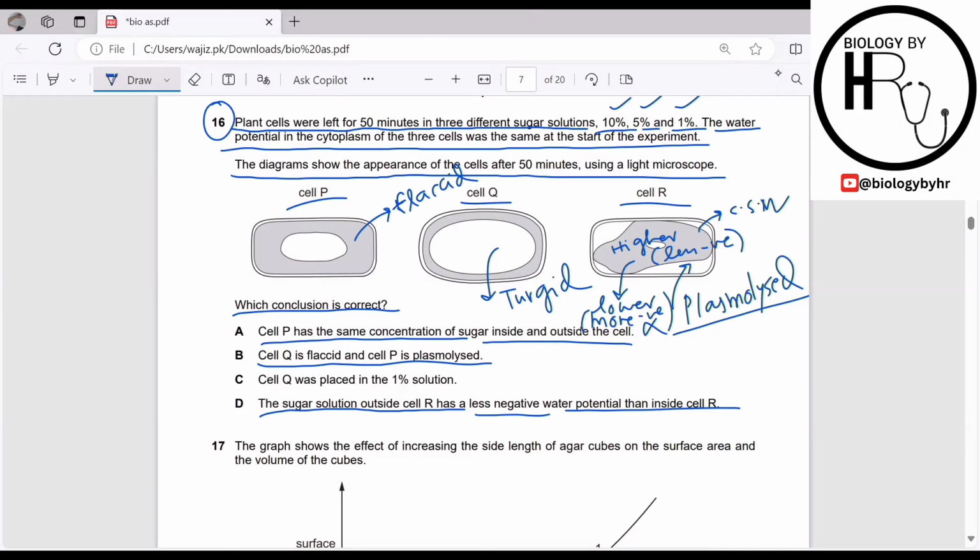Okay? So the answer over here is option C, that cell Q was placed in the 1% sugar solution. If it was placed in 1% sugar solution, it means that it is having higher water potential outside the cell, and then the water has been taken up by cell Q.